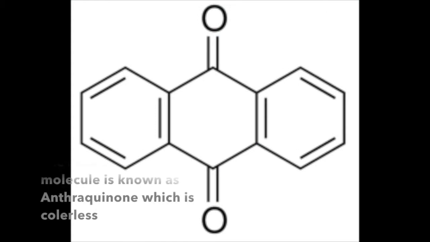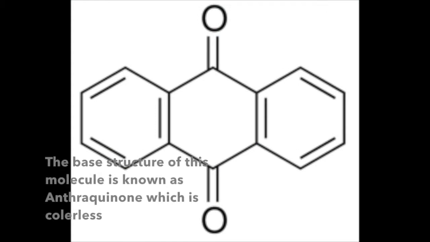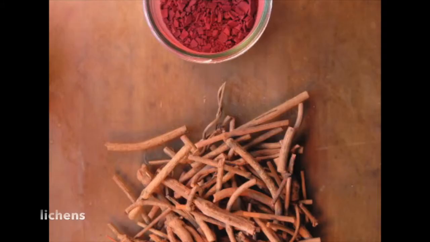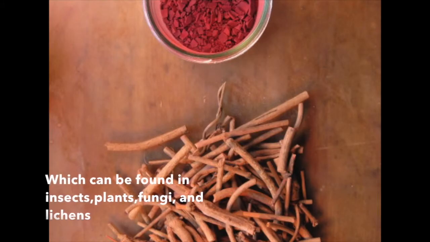When creating red, you can obtain this from a molecule known as alizarin. The base of this molecule is known as anthraquinone, which is colorless. But once OH ions are added, the color changes. This can be found in insects, plants, fungi, and lichens.